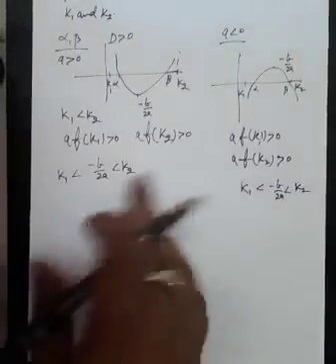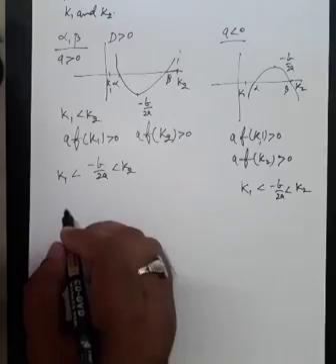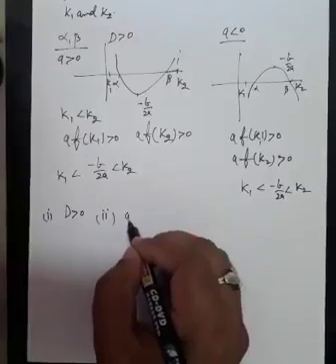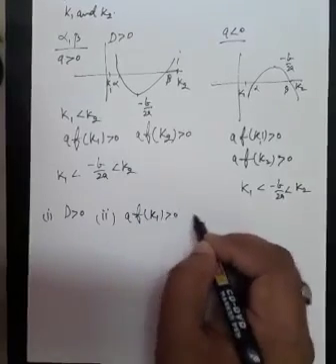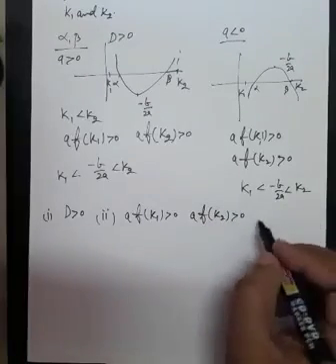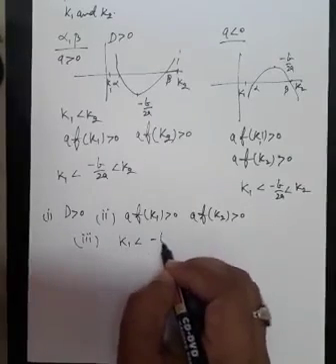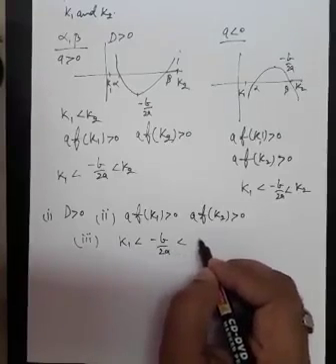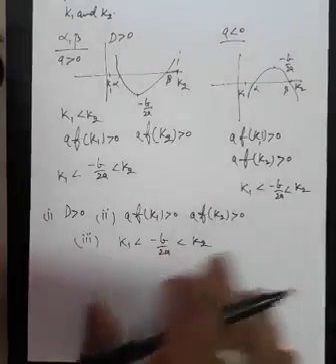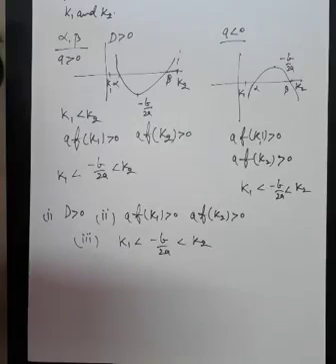So for the condition, irrespective of a being positive or negative, we can write: first, D greater than 0; second, a f(K1) greater than 0 and a f(K2) greater than 0; third, K1 is less than minus b by 2a, which is less than K2. We have to satisfy all three conditions. Let's discuss one question based on it.